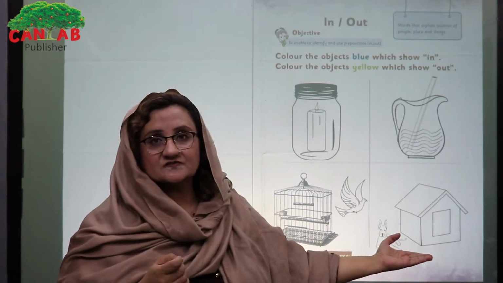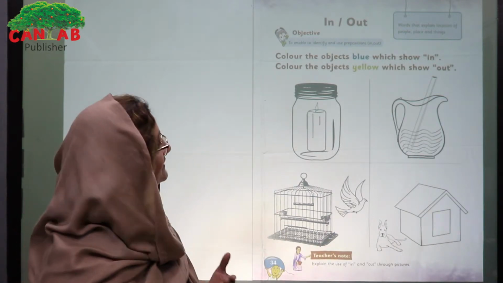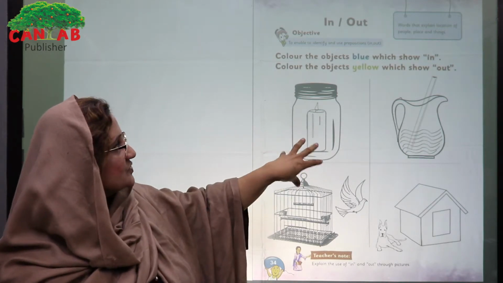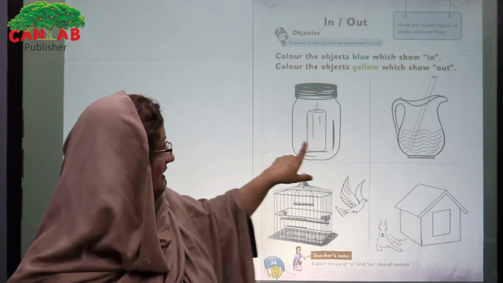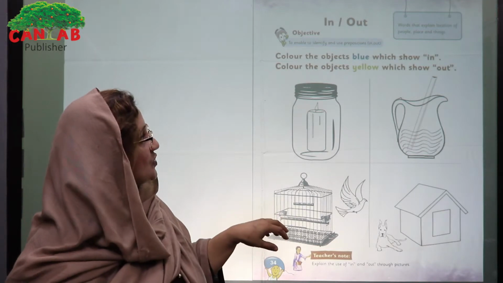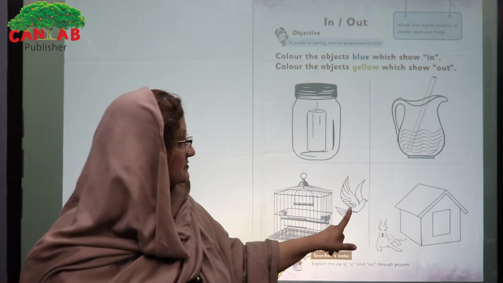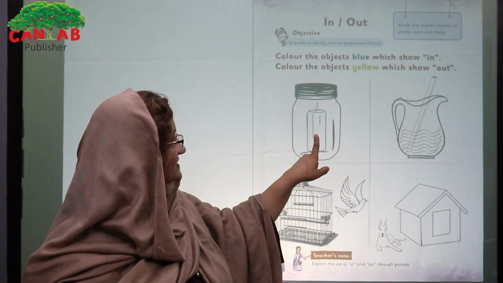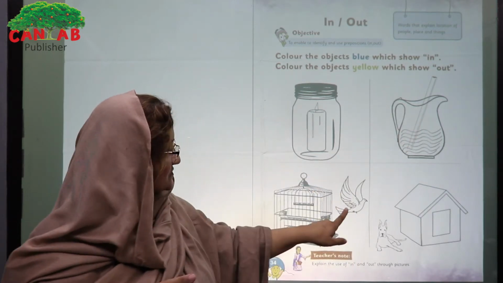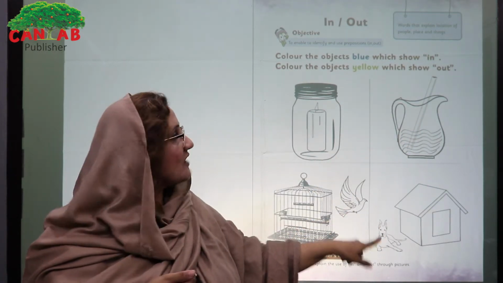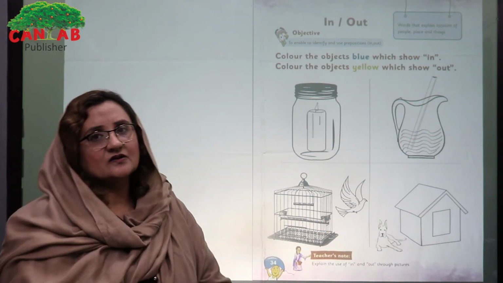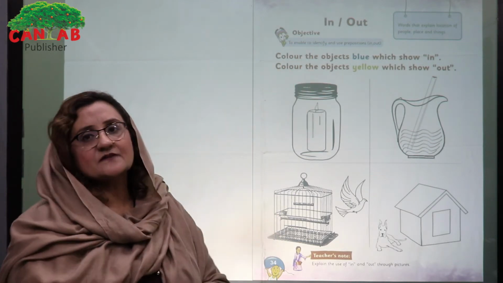Similarly, you have to talk about this picture, and after this you have to tell them to color the objects blue which show the concept of in, and color the objects yellow which show the concept of out. This candle and this straw pipe show us the concept of in, and this bird and dog show us the concept of out.